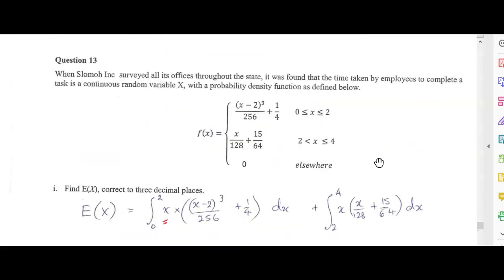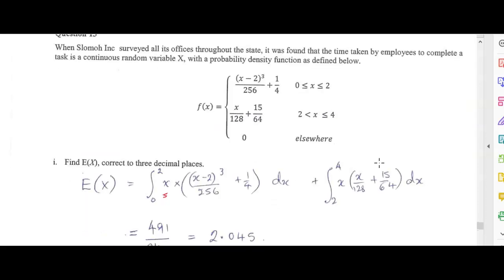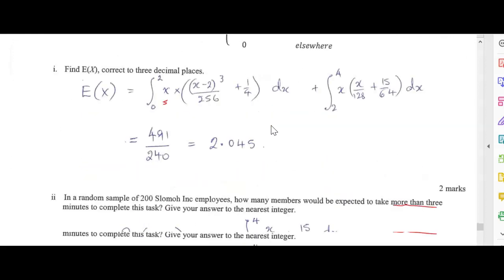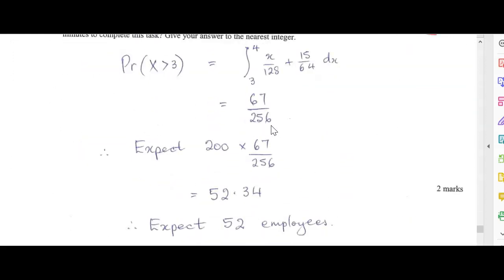Let me just scroll back up. All right, so we do need to also think about which function to use. Because we want more than 3, that's why we use the second one. Okay, so we're going from 3 to 4. All right, so that's your expected value. That's your average, what you would expect on, no, sorry, that's not your average. That's your probability. All right, so if we've got 200, you just multiply it by 200.